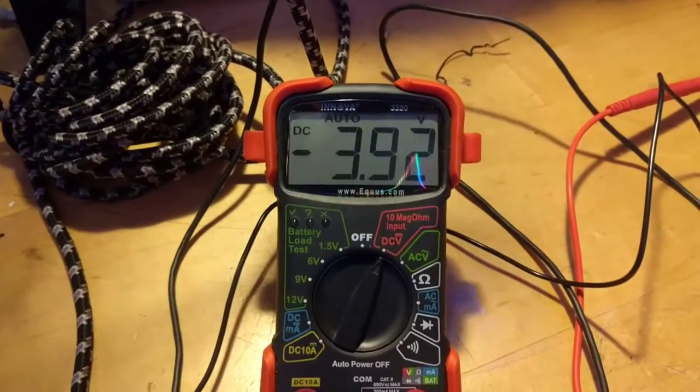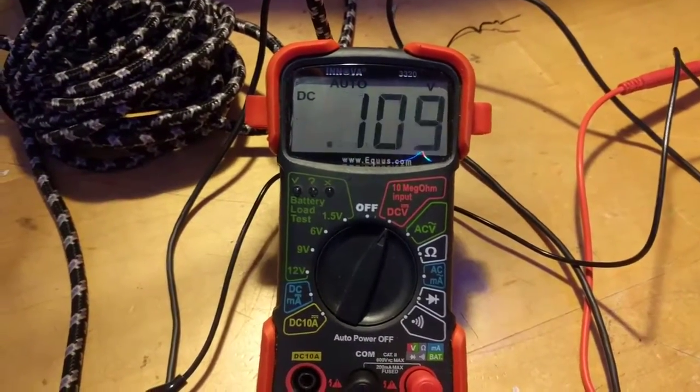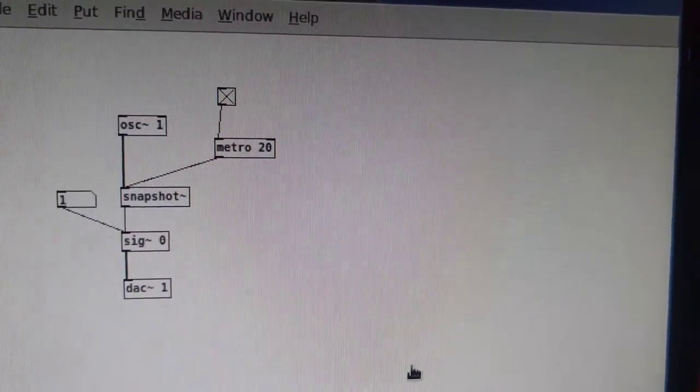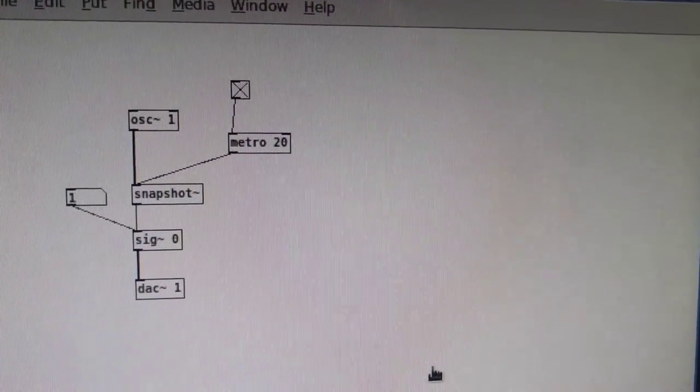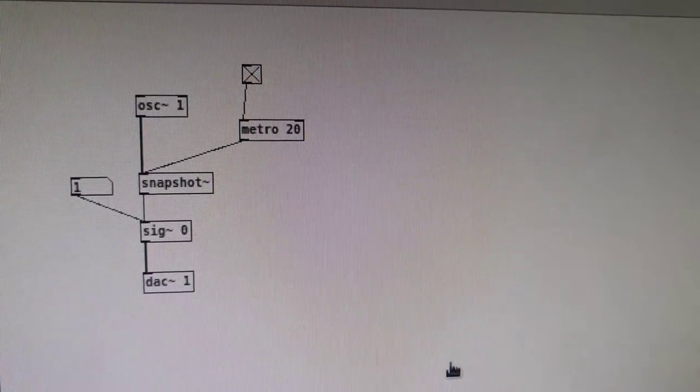And you can see the multimeter is cycling, a pretty even cycle. And that is because the Puredata patch is running. And it's that simple. It's a metro that's taking a snapshot of an oscillator at one cycle per second.